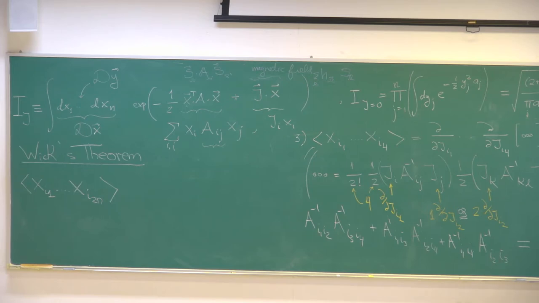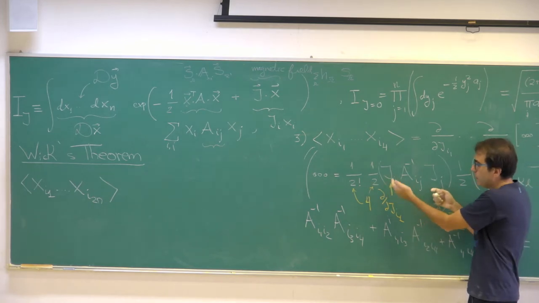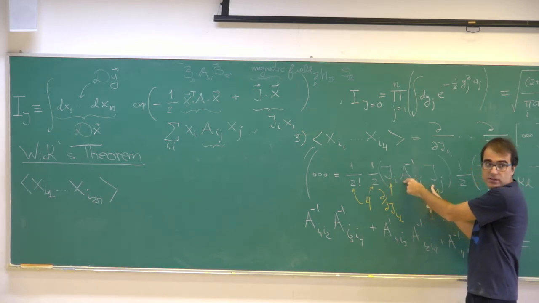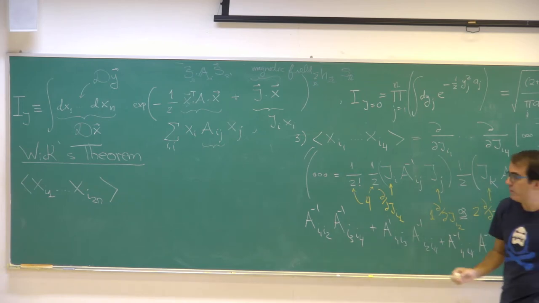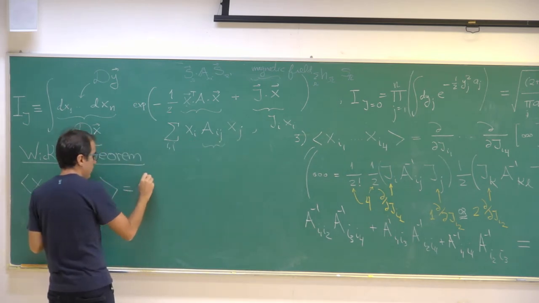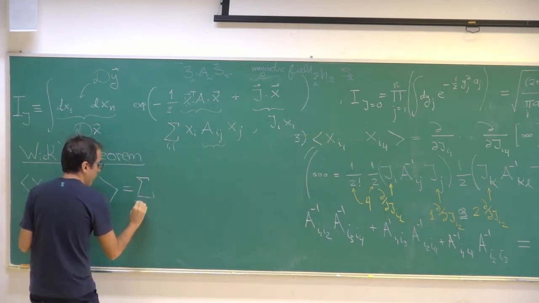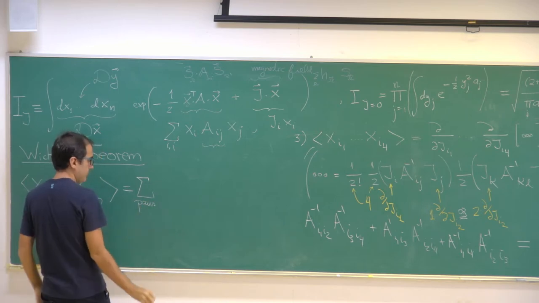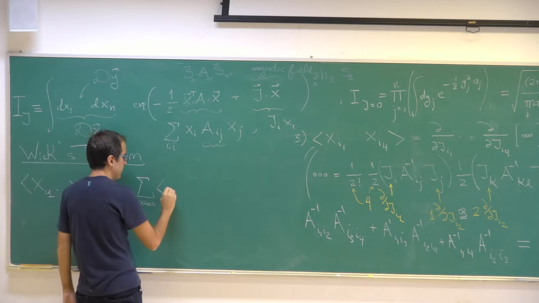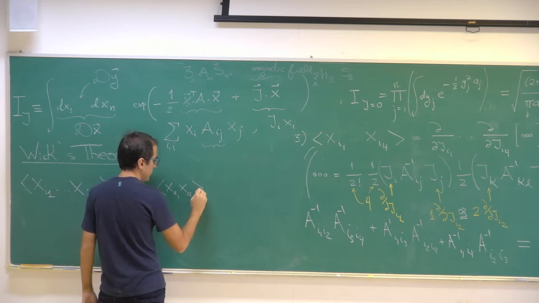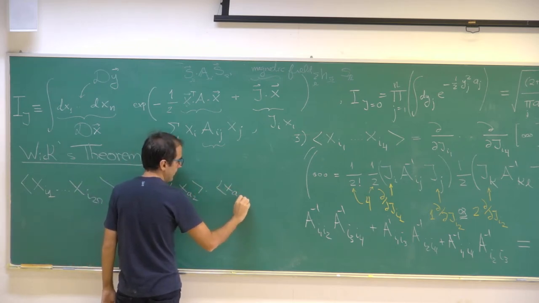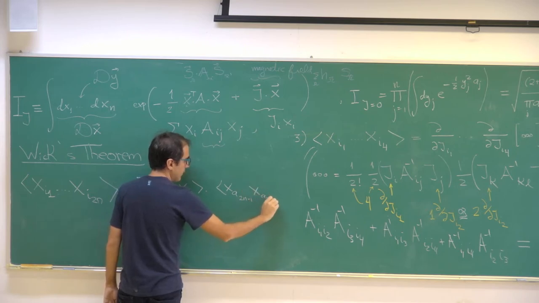And then when taking the derivatives, some derivatives will act on this guy and pick an A. Some will act on this and pick another A. Right? So we have to pick pairs, and each pair of indices gives an A. So what we have to do is we sum over all pairs. And then we have expectation value of x a1 with a2, dot dot dot, x a2n minus 1 with a2n.